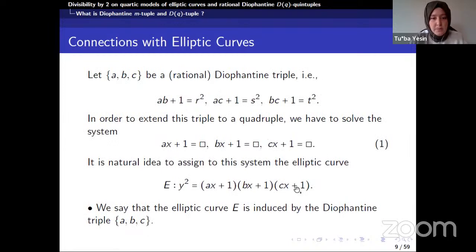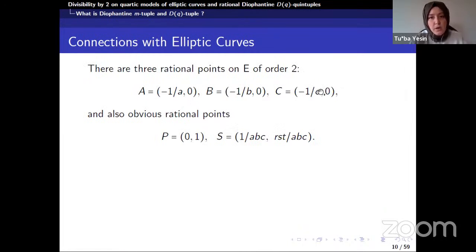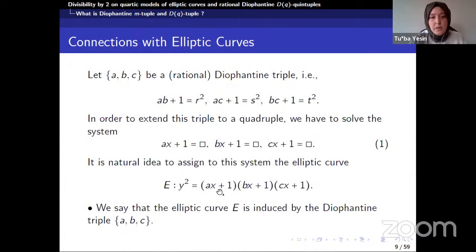Okay, by using this elliptic curve, if we see again, we can find trivial points on this elliptic curve. What are these? The zeros: -1 over a, -1 over b, -1 over c, which is here, and the y coordinate will be 0. These are the 3 rational points on E of order 2. What is order 2? That means 2 times A, or A plus A, will be the identity on the elliptic curve, because we know the elliptic curve has the abelian group structure. Other obvious rational points are P and S. P is (0, 1). If you take just x equal to 0, you will get (0, 1).